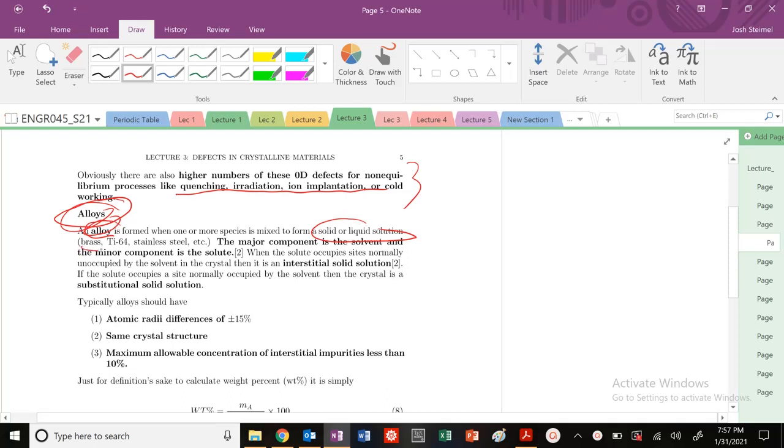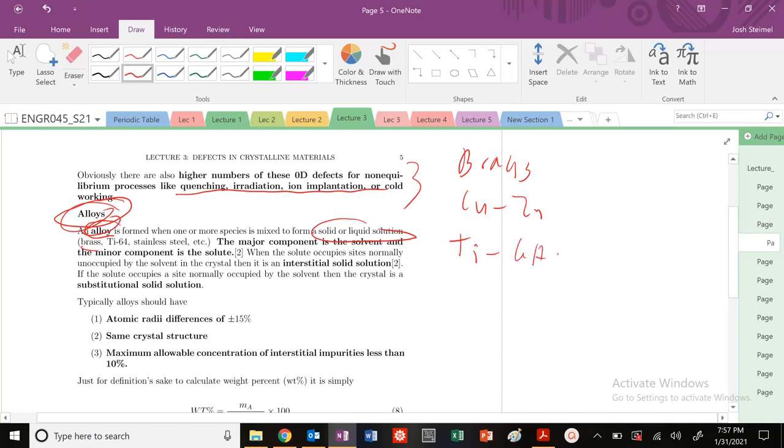So brass is made of copper and zinc. Titanium 6-4, titanium 6 aluminum 4 vanadium, and there's actually lots of other elements as well, but you can see that this is an alloy composed of titanium, aluminum, vanadium. Stainless steel is going to have iron, chromium, probably sometimes nickel, etc.